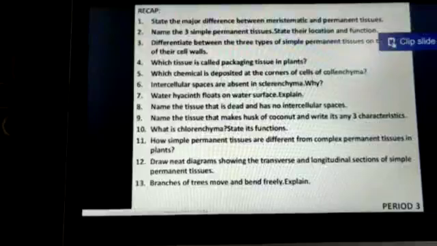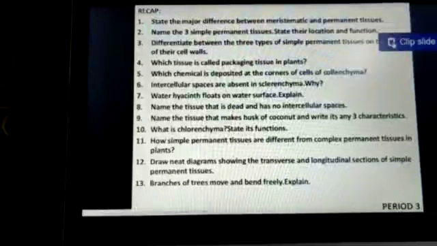Now coming to naming 3 simple permanent tissues. What are the 3 simple permanent tissues? Parenchyma, collenchyma, sclerenchyma. State their location. Parenchyma is present in root, stem, whatever the spongy material is there in a plant, that is occupied by the parenchyma, or if it is chlorenchyma, they are present in the leaf. Collenchyma provides support and also helps in photosynthesis. And sclerenchyma, that is the dead tissue or dead cells, occupies the outer layer of the plant body.